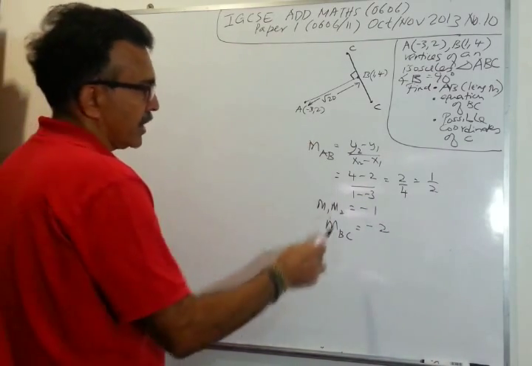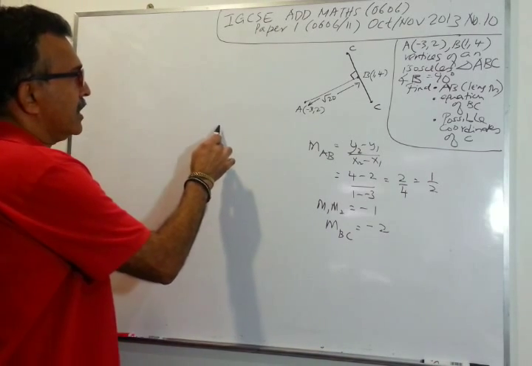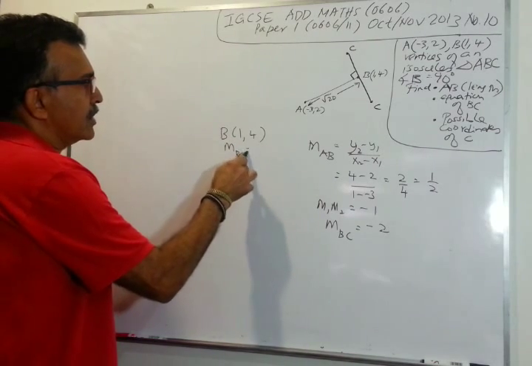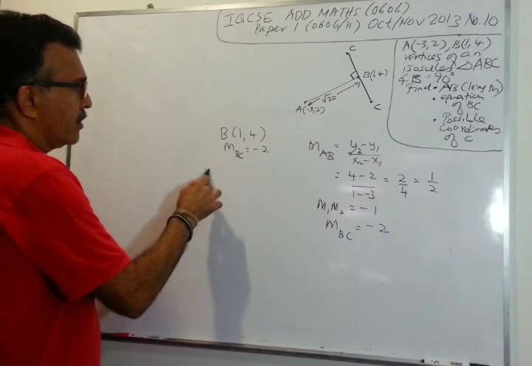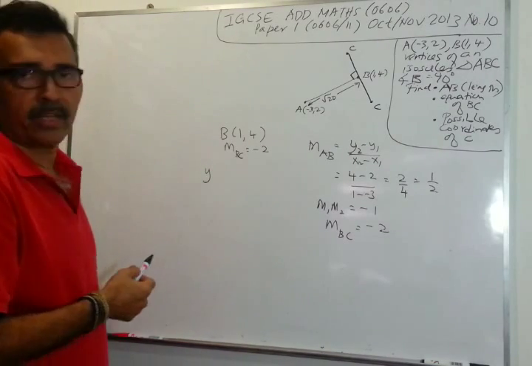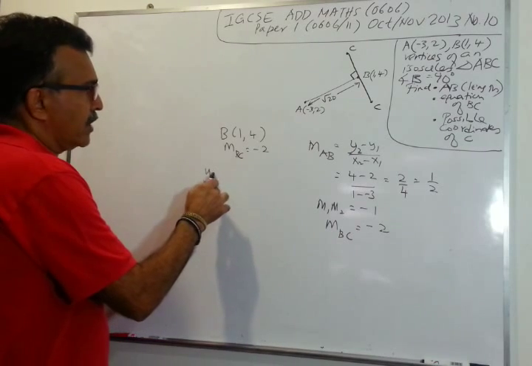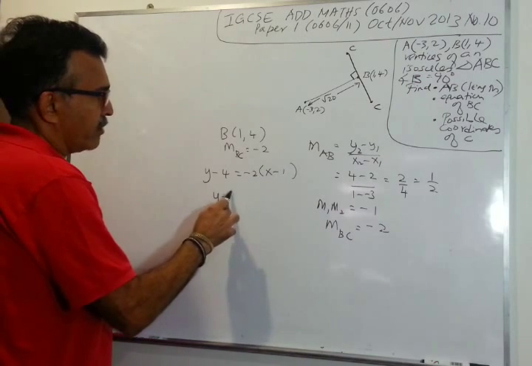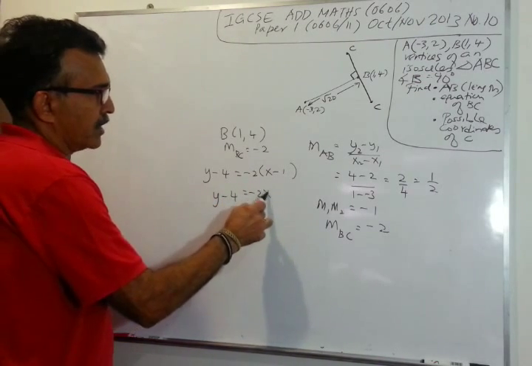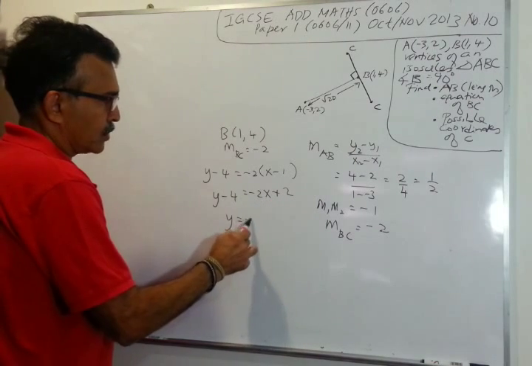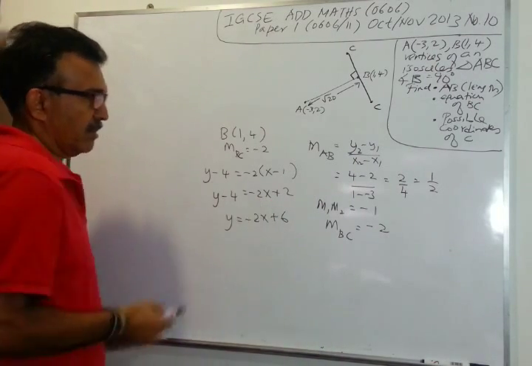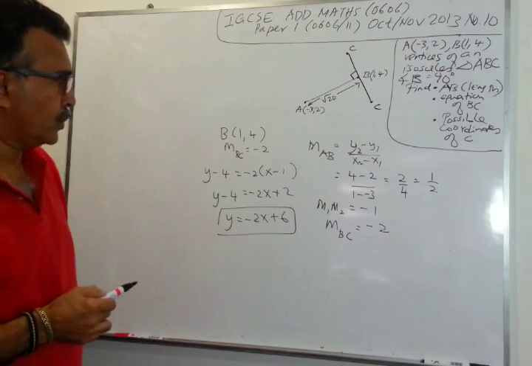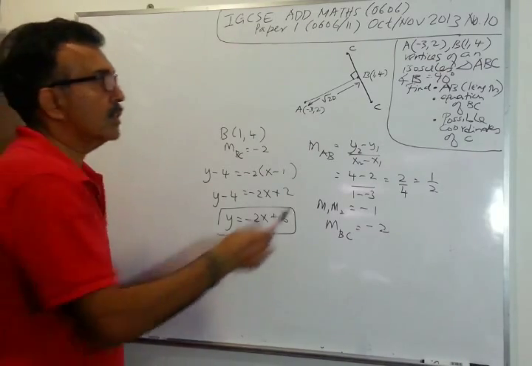So we know the coordinates of B, 1, 4. We know the gradient of BC, which is -2. We can write the equation. I like to use y minus y1 equals m times x minus x1. Let's do that. y minus 4 equals -2 times x minus 1, and you can write y minus 4 equals -2x plus 2, and you'll get y equals -2x plus 6. Bring the 4 to the right, and we are done. y equals -2x plus 6. So let's write it here.